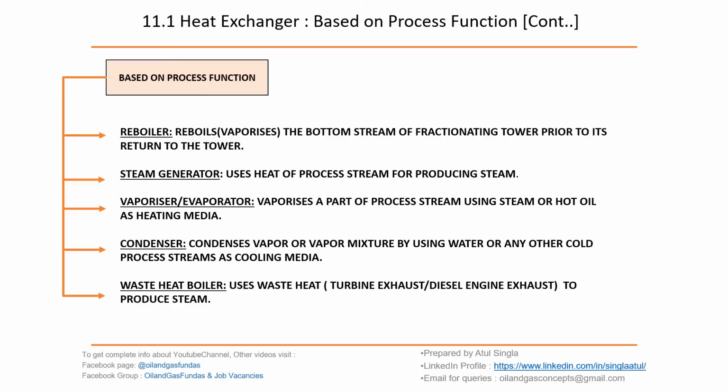Then condenser, it must be condensing something, so based on this these are called condensers. Similarly, waste heat boiler uses waste heat to produce steam. So based on this criteria we call the exchangers a waste heat boiler. So these are all the criteria based on which we are changing the name of the exchanger. The basic is process function. Based on process function, we call exchanger with different names.